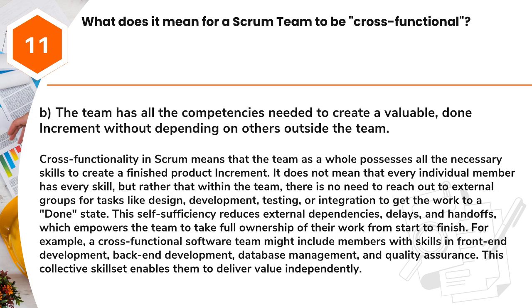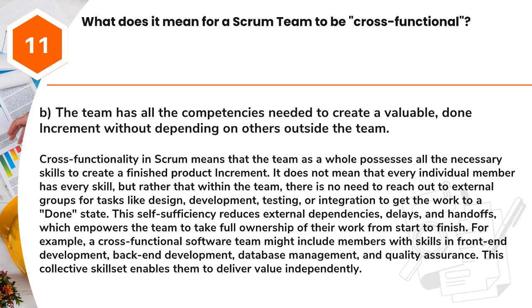Answer: B. The team has all the competencies needed to create a valuable, done increment without depending on others outside the team. Cross-functionality in Scrum means that the team as a whole possesses all the necessary skills to create a finished product increment. It does not mean that every individual member has every skill, but rather that within the team, there is no need to reach out to external groups for tasks like design, development, testing, or integration to get the work to a done state.